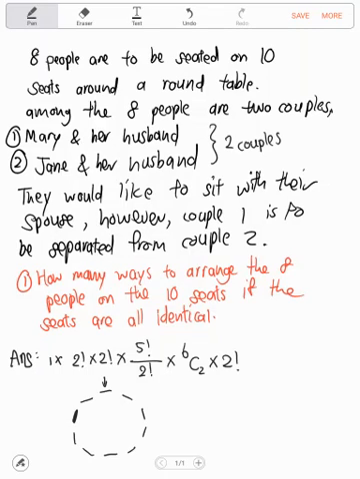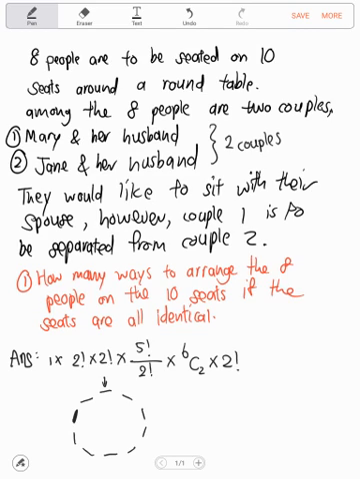So in this question, 8 people are to be seated on 10 seats around a round table. That means there will be 2 empty seats. And we are going to assume in this question that all the seats are identical. That means you can't tell one seat apart from another. As well, you also cannot tell the position around the round table.